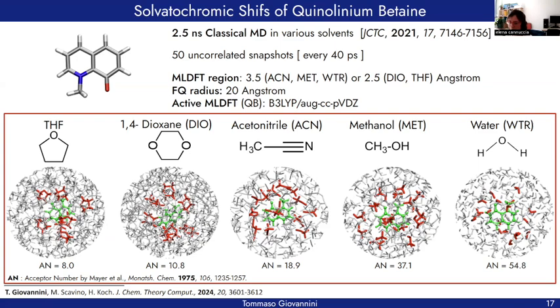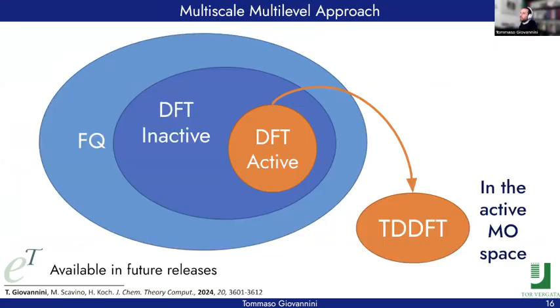Yes, so you will calculate the properties just on the active part. So, for instance, the independent DFT you will run only on the active part. Yes, the part of the system that you are mostly interested in. Yeah, you are right, exactly. Okay, thank you.